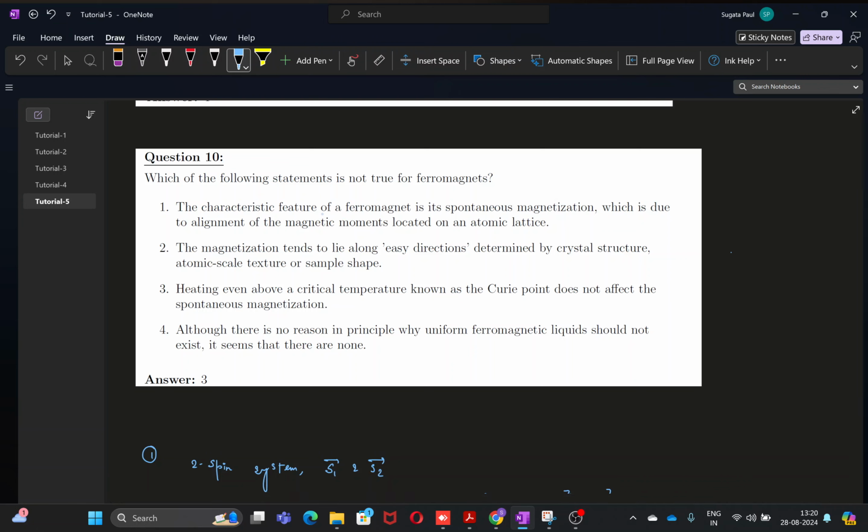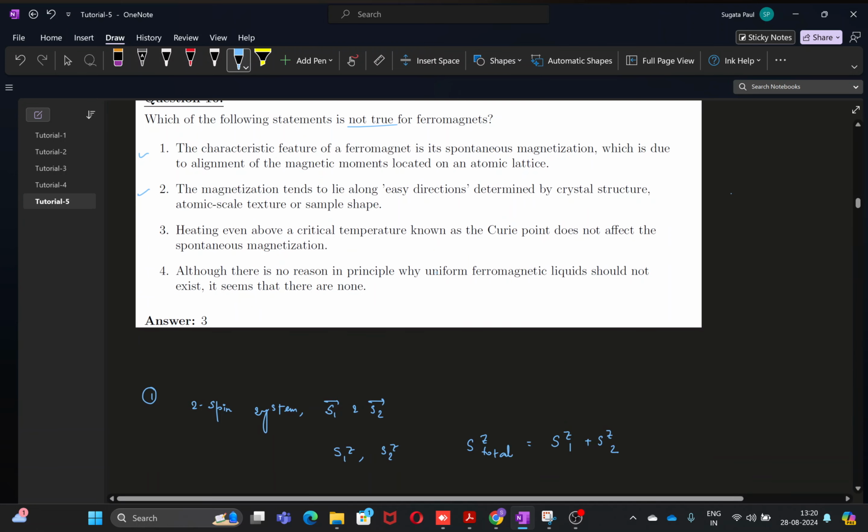First, the characteristic feature of a ferromagnet is a spontaneous magnetization, true, which is due to alignment of magnetic moments located on an atomic lattice. This is true. Second, the magnetization tends to lie along easy directions determined by crystal structure, atomic scale texture or sample shape. This is also true because they have a particular easy axis orientation that depends on various factors, and the magnetization always tends to lie along that direction.